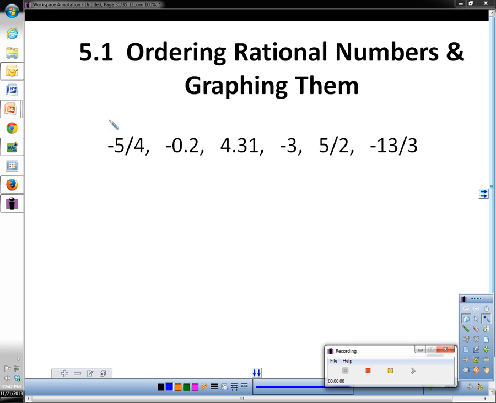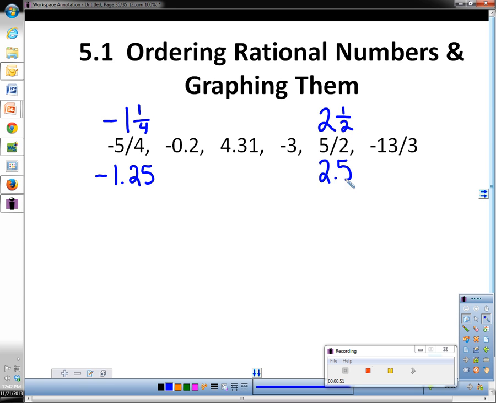-5/4. I know that that's the same as -1 and 1/4. And so I know that 1/4 is the same as 25/100. So I would write that as -1.25, -1 and 25/100. The next fraction up here, 5/2, I can say that that's the same as 2 and 1/2. So as a decimal, I would write it as 2.5.